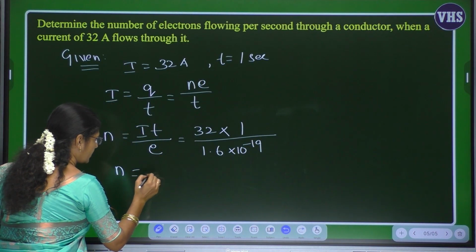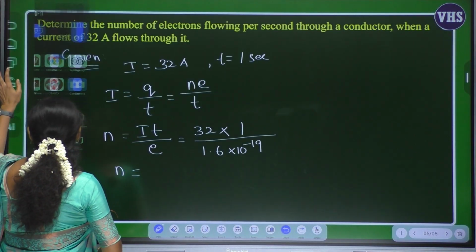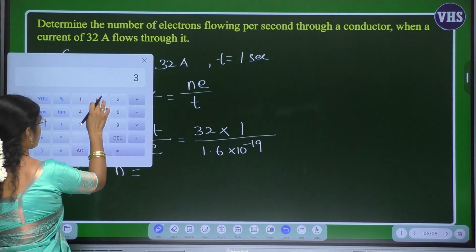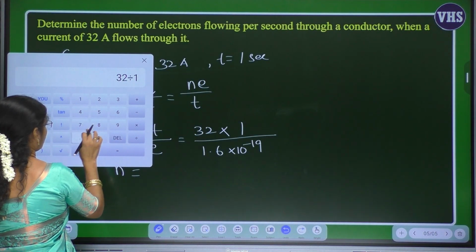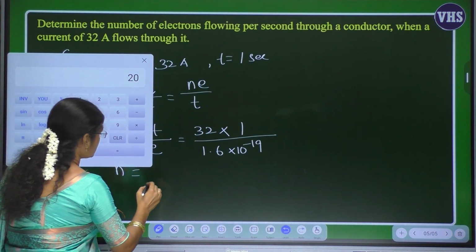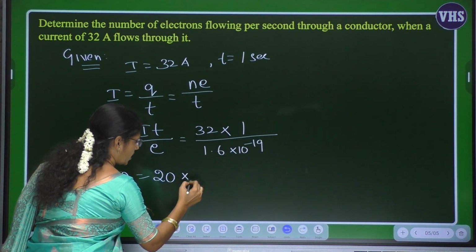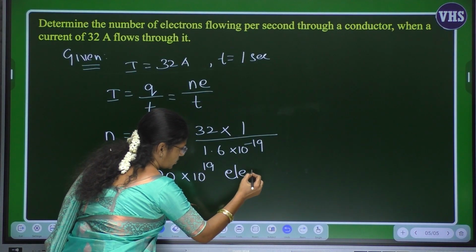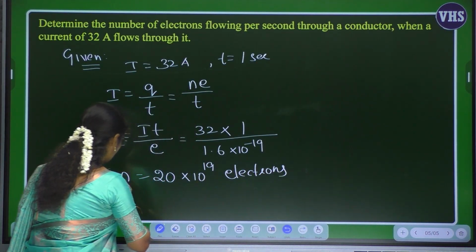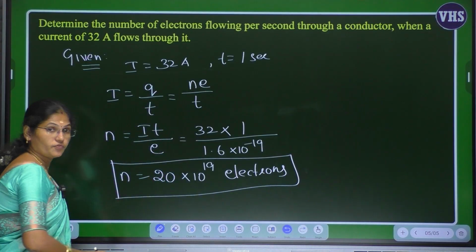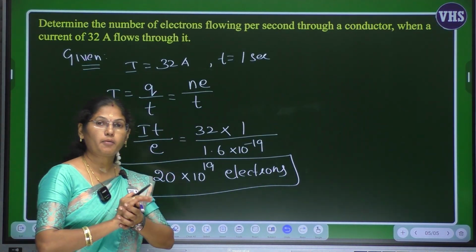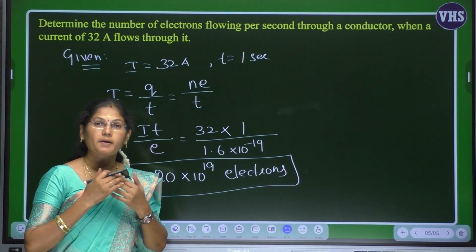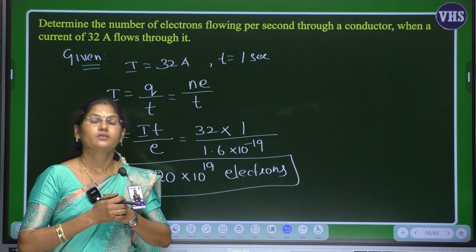Okay, so how to find the number of electrons? You can use the calculator. 32 divided by 1.6. So what is the answer? 20. The minus 19 goes up, so what happens? Plus 19. Okay, so 20 into 10 to the power of 19 electrons. Okay, clear? So this is the final answer for this problem. So I think you have understood these 4 problems. So in the upcoming videos, we will discuss more important numericals and all the problems asked in public exams. So thank you so much.